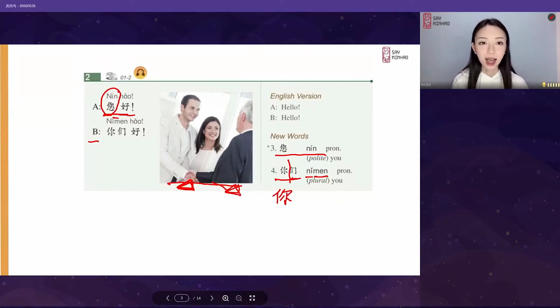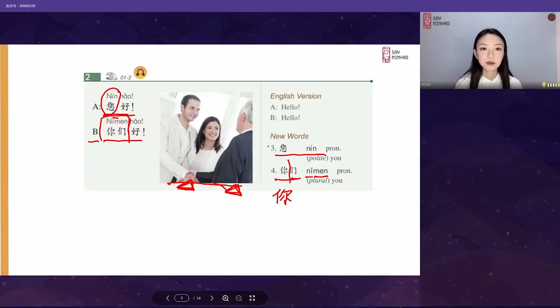instead of 你好. Okay? And B answered 你们好. 你们好. Because this old man is facing 2 people, more than one person. That's why he used the plural form of 你. He used 你们, 你们. Okay, this is 你们好. Hello to you too. 你们好.